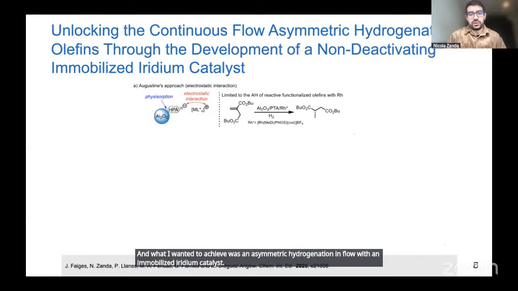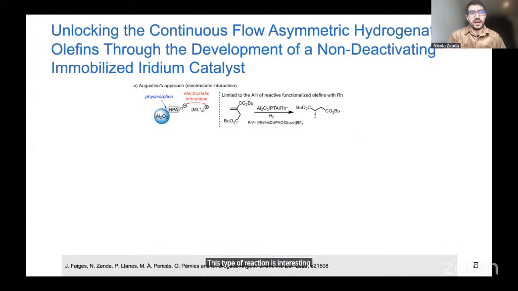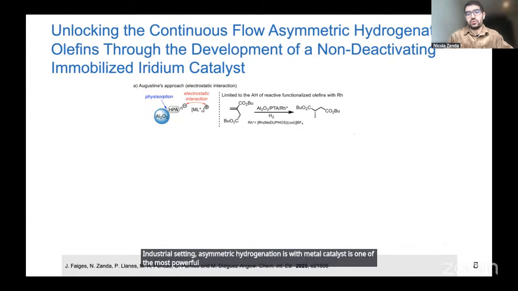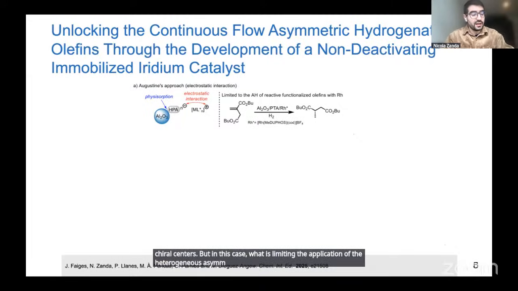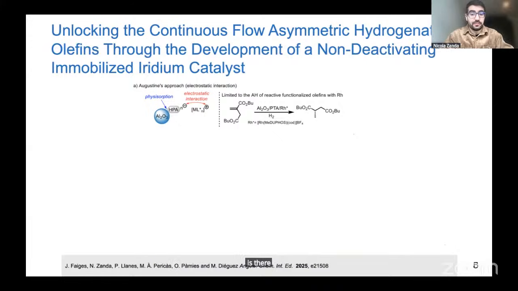This type of reaction is interesting because in an industrial setting, asymmetric hydrogenation with metal catalyst is one of the most powerful transformations to generate chiral centers. But in this case, what is limiting the application of the heterogeneous asymmetric catalyst is their recyclability. And this is why we focus on this.